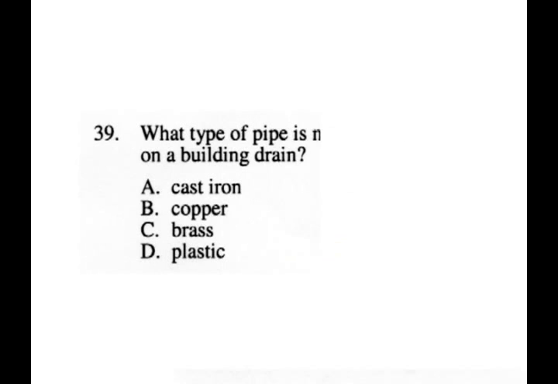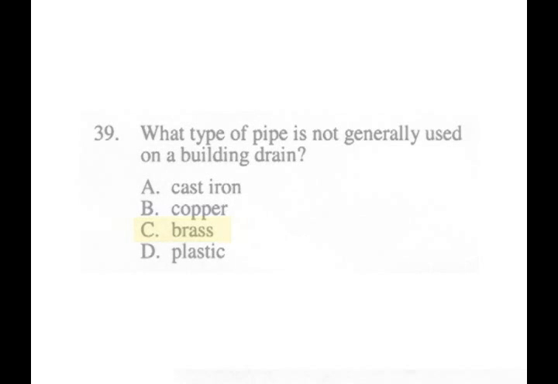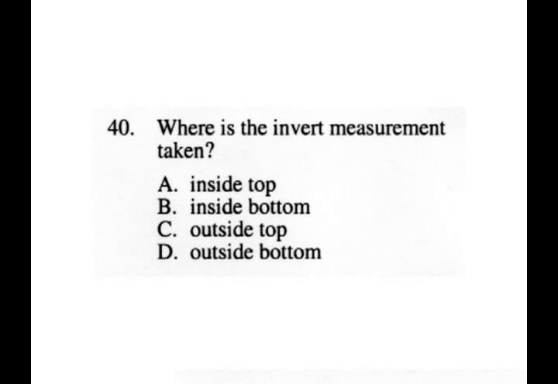39. What type of pipe is not generally used on a building drain? The answer is letter C, brass. And that's due to expense of the material. It's just not done. Question number 40. Where is the invert measurement taken? The answer here is letter B, inside bottom.